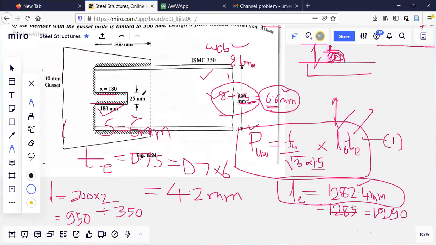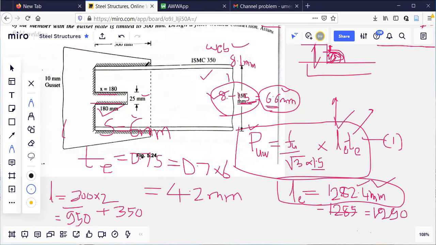How did you decide 25 mm? The slot size is 25 mm. How was it decided? It should be 3 times the thickness. How did you decide this one? How do we get this distance? X is equal to 180. How did I get it? It is 1282.4 minus 950 divided by 2. Divided by 2 means I'll get this side as well as this side.